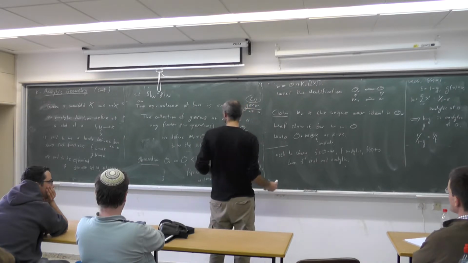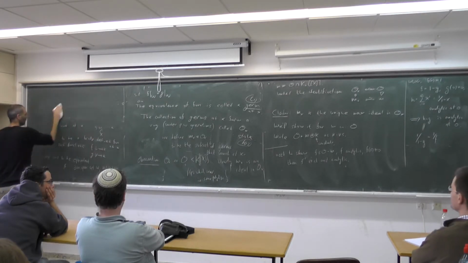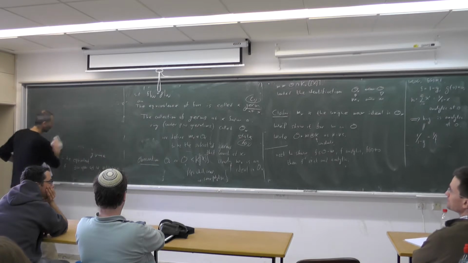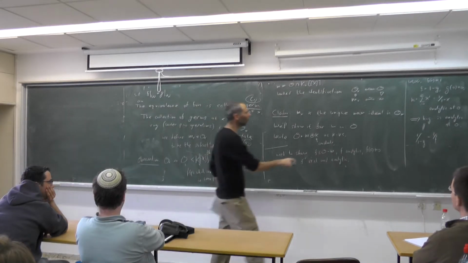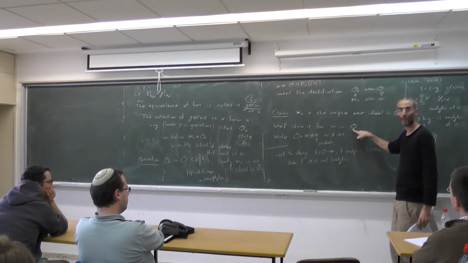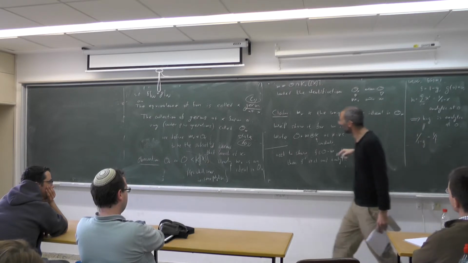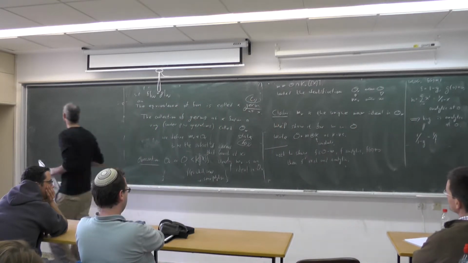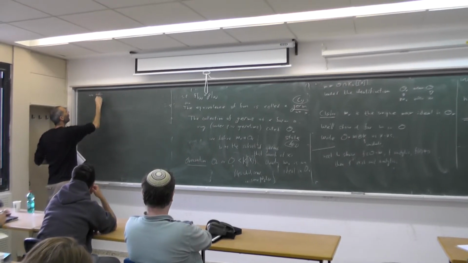I'll put another definition on the board. For an element in O, it is very easy for me to define its order at 0. What is the degree of a minimal non-zero coefficient? What is the minimal degree of a non-zero coefficient? So we define it as the minimal degree of a non-zero coefficient.